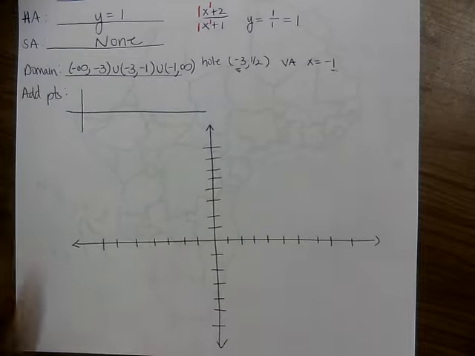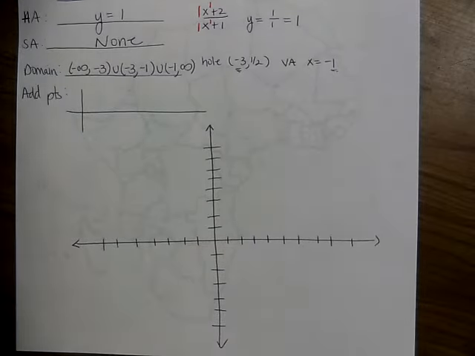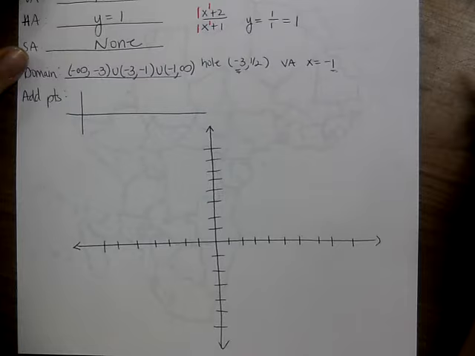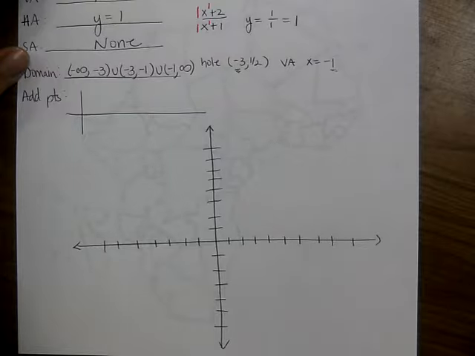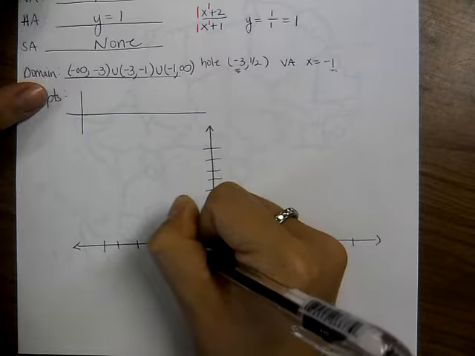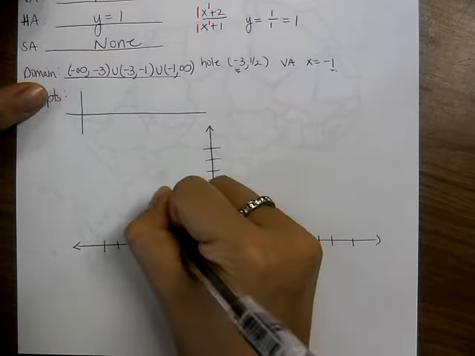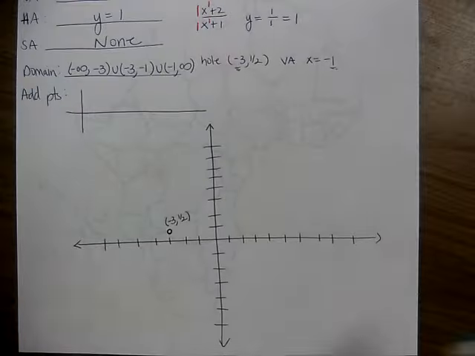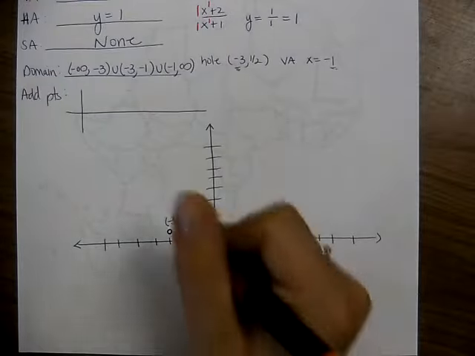For the labeling, every single thing that I found, I'm going to label. Okay, so the hole comes first, and it's at -3 1/2. When I put this on my graph, I can't just plot the point. I have to draw an open circle there because it's undefined there. So -3 1/2 should have an open circle, and I'm going to label the point. Okay, now that corresponds with the hole I found.